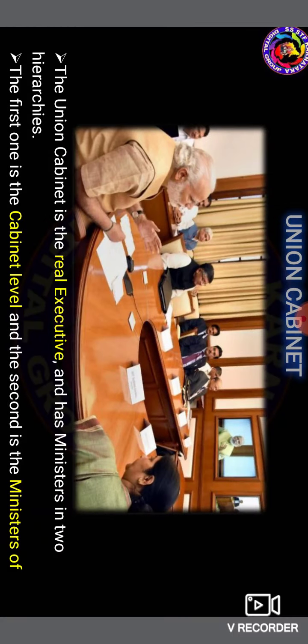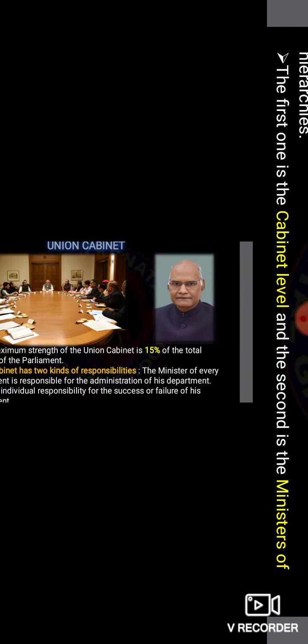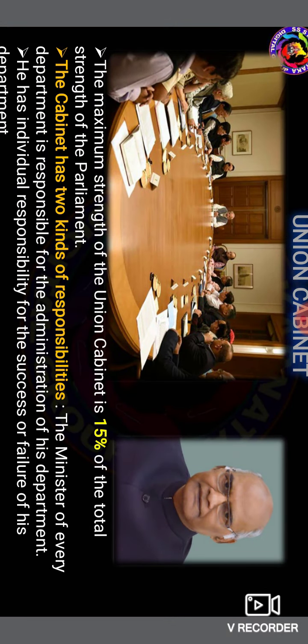And then next, the Union Cabinet. The Cabinet is the real executive and has ministries in two hierarchies: the first is the cabinet level, and the second is the ministry of state. The maximum strength of the Union Cabinet is 15% of the total strength of the Parliament. And the Cabinet has two kinds of responsibilities.